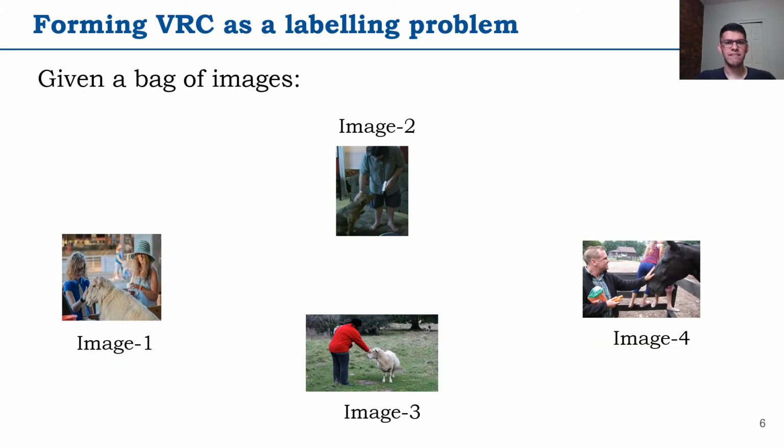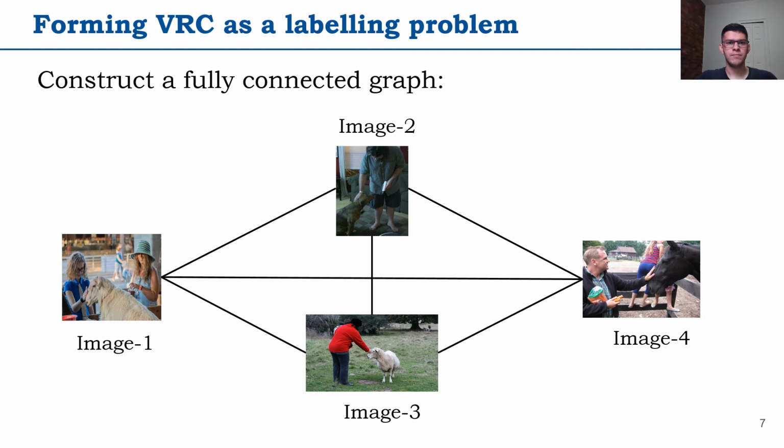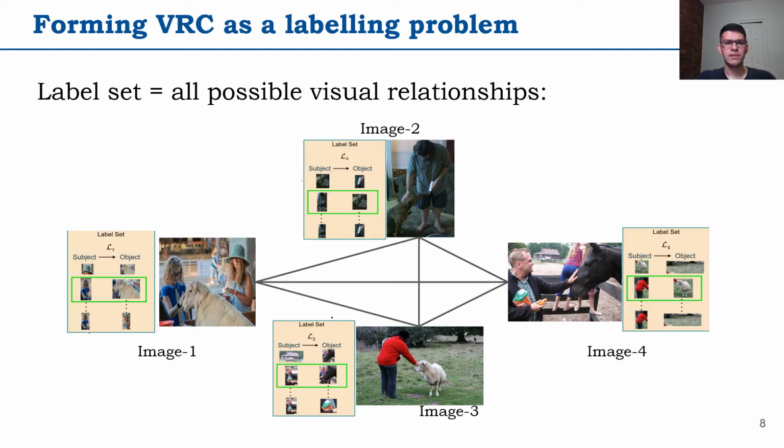To this end, given a bag of images, we construct a fully connected graph by treating each image in the bag as a node. The label set of each node is the set of all possible visual relationships in that image, and the objective is to select the common visual relationship for each image from its label set so that the total cost of selection is minimized.